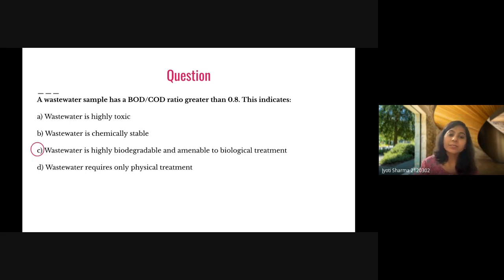Yes. So whenever we have a BOD to COD ratio greater than 0.8, it means that 80% of our COD is BOD. So it means we have organic matter that can be degraded biologically using microorganisms. So that's how this wastewater is highly biodegradable.